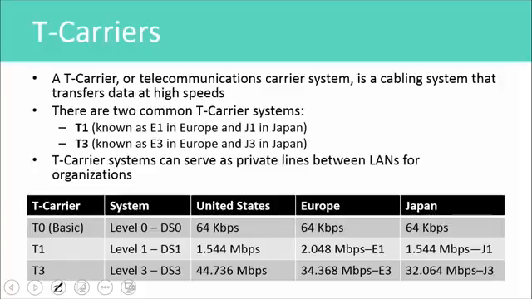There are two common carrier systems. There's T1, which is also known as E1 in Europe and J1 in Japan, and then T3, which is known as E3 in Europe and then J3 in Japan, respectively. These are private lines between LANs, and sometimes you might find different offices using T-carrier systems.